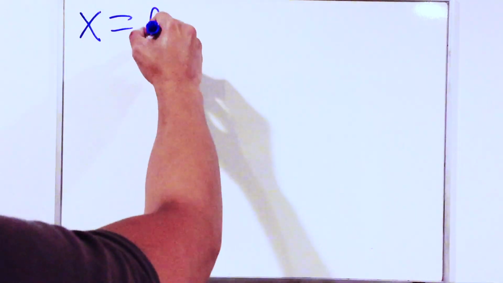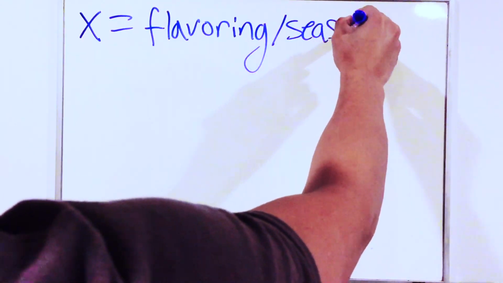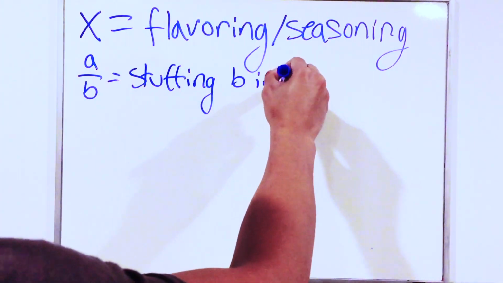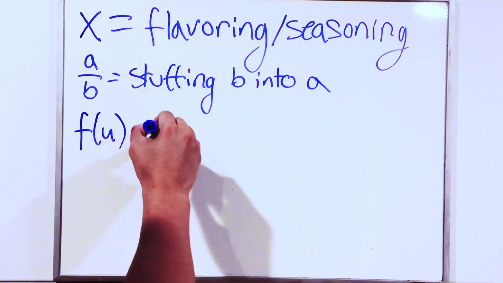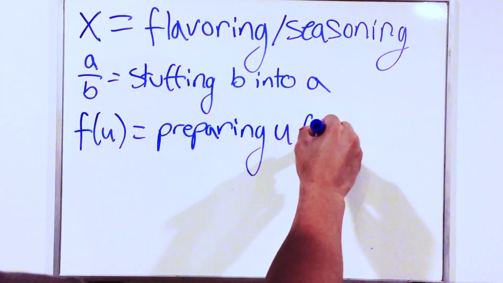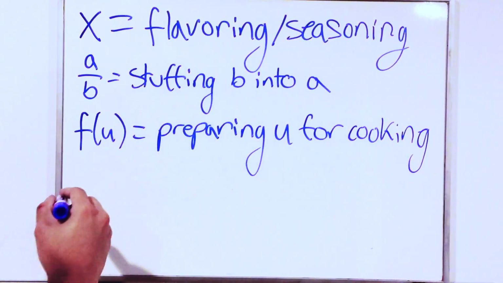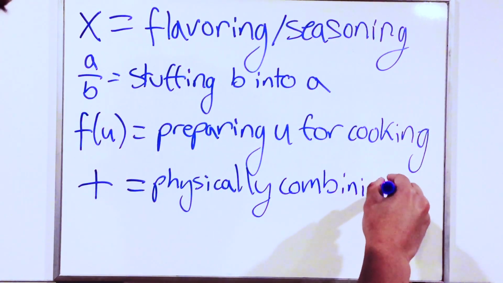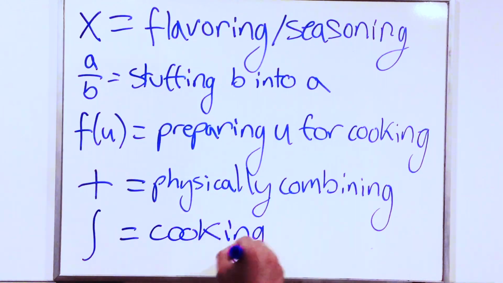Here I made a key that translates mathematical operations into culinary terms. Multiplication is represented by the act of seasoning. Division is represented by stuffing the divisor into the dividend. Taking the function of u is represented by preparing u for cooking. Addition is represented by physically combining two or more ingredients. And integration is represented by cooking.